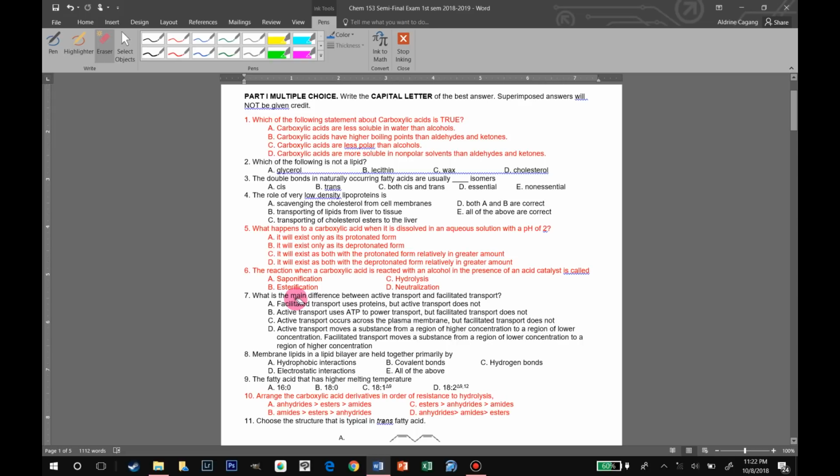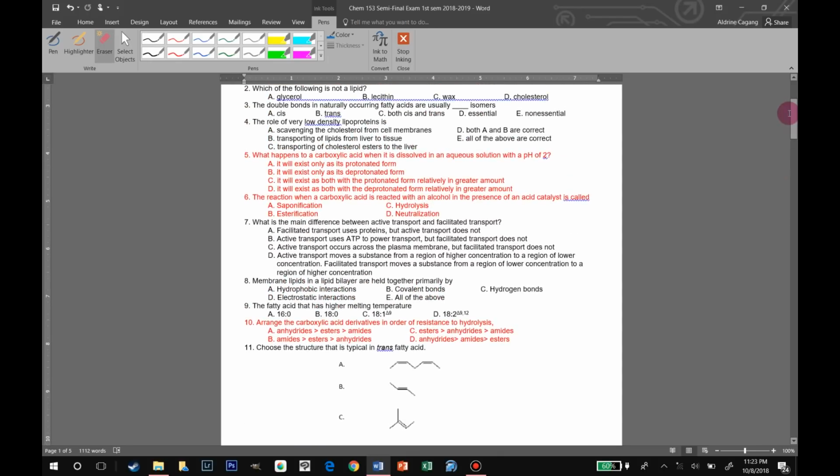Okay, number 7, what is the main difference between active transport and facilitated transport? For the options you have here, letter A, facilitated transport uses proteins, but active transport does not. Letter B, active transport uses ATP to power transport, but facilitated transport does not. Letter C, active transport occurs across the plasma membrane, but facilitated transport does not.